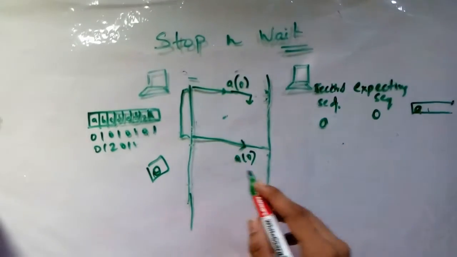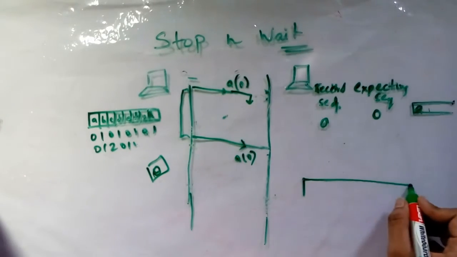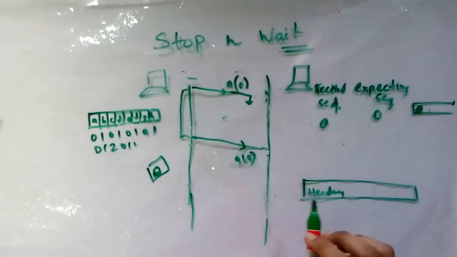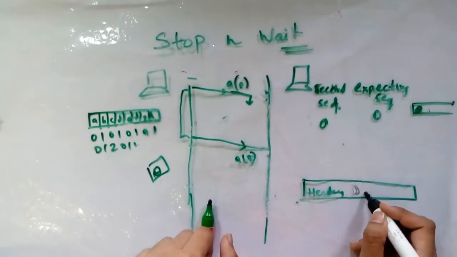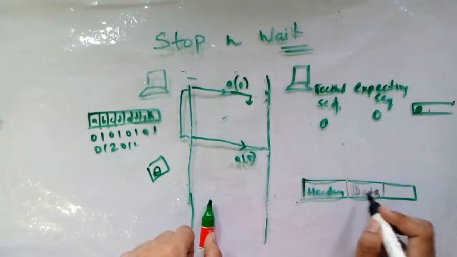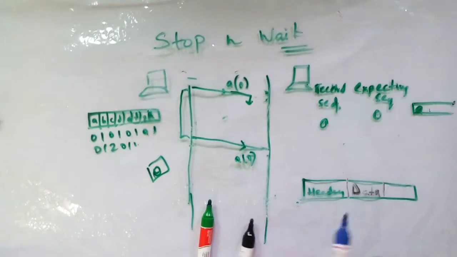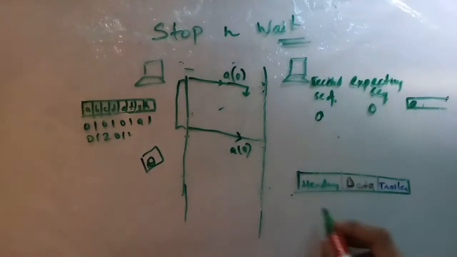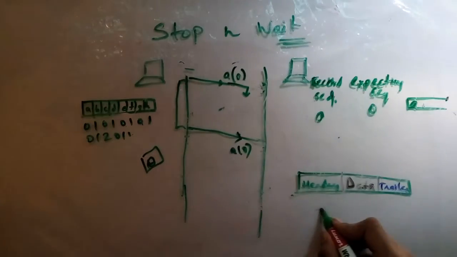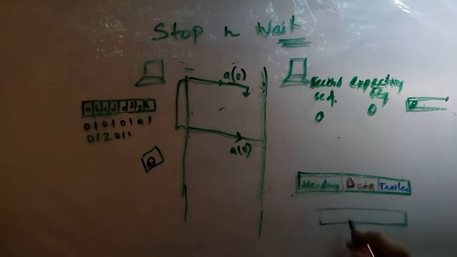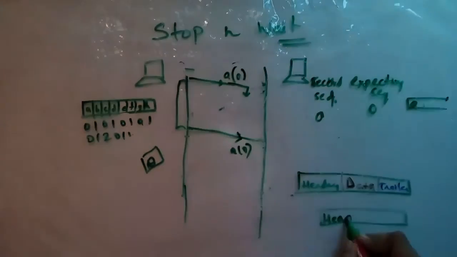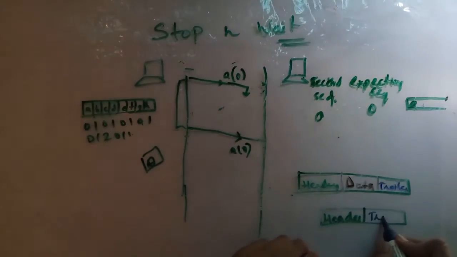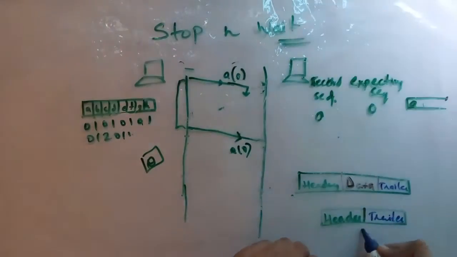So this is stop and wait. The packet sent is like this. This is the header. This is the data. This is your trailer. Whereas the acknowledgement usually consists of header and the trailer only. Data is not present.